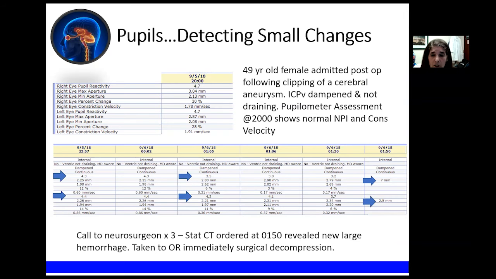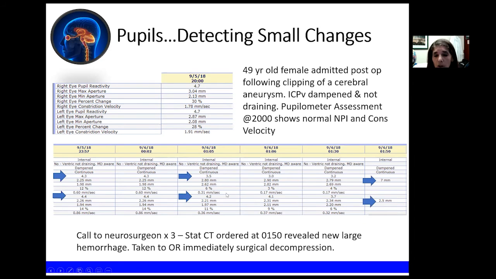Here's a patient that came out of our operating room after a craniotomy. This is a 49-year-old female. She had an aneurysm clip in her brain. And the ICP ventriculostomy waveform was dampened, it wasn't draining CSF. And the nurse was carefully assessing the pupils. And you can see here that at the beginning of the shift, the NPIs are normal, the constriction velocities are normal. But about midnight to 1 o'clock in the morning, we see slowing down of the constriction velocity and a difference of 0.7 between the two eyes at 1:05.